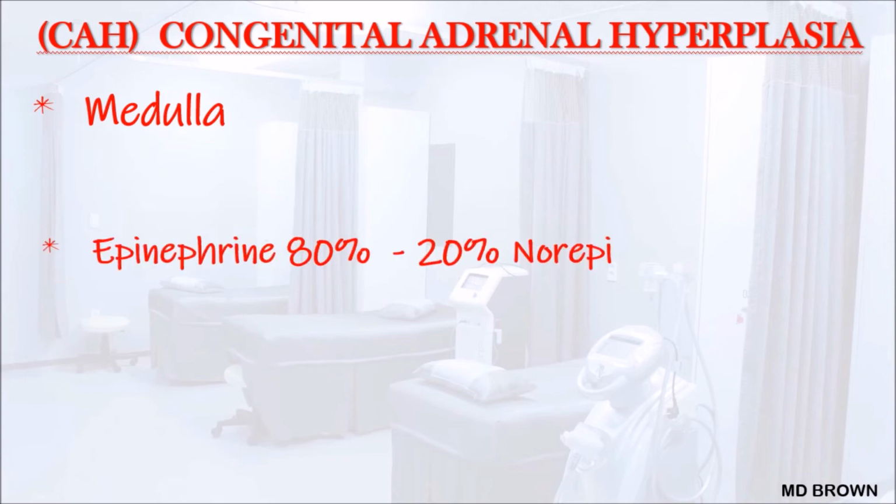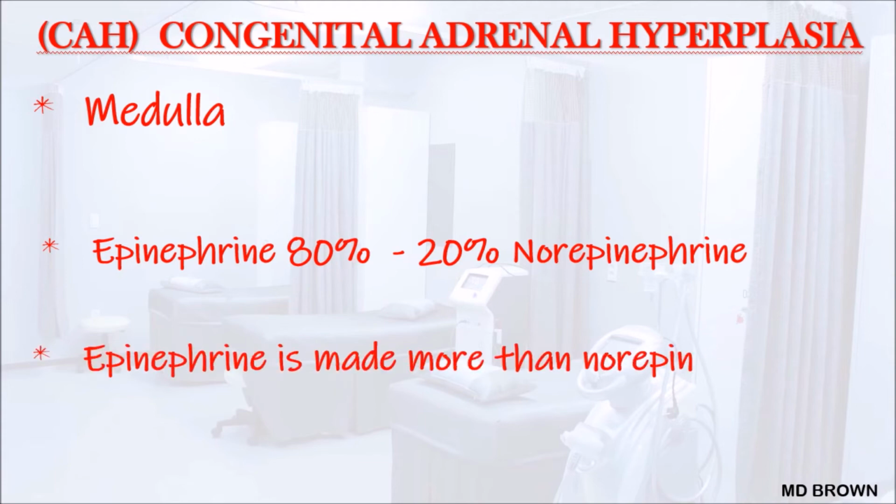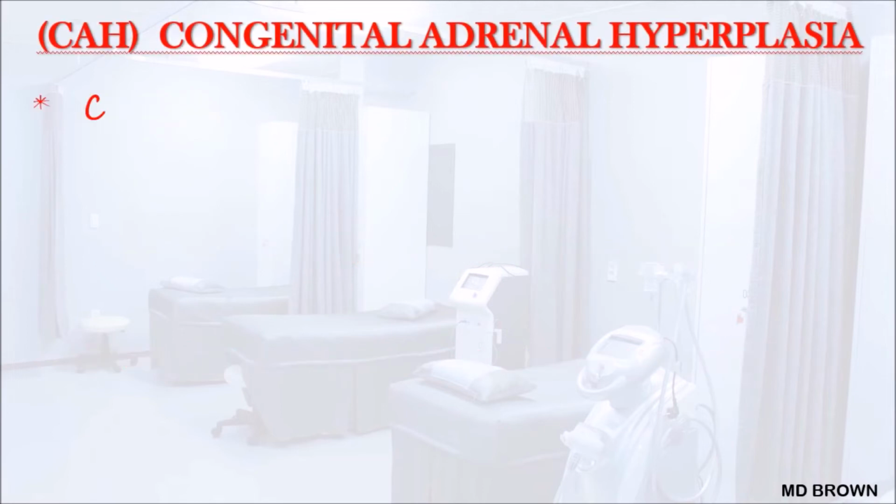Now the medulla is also involved in production of epinephrine and norepinephrine: epinephrine 80% and norepinephrine 20%. So epinephrine is produced more than norepinephrine in the medulla, and this can be recalled by the word medulla. You notice that after the M there's an E, so it tells me that the medulla produces more epinephrine than norepinephrine. It's very, very important to note this.